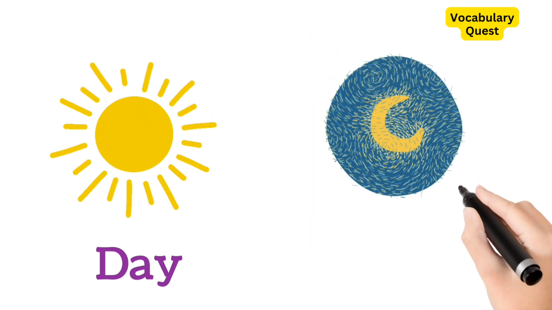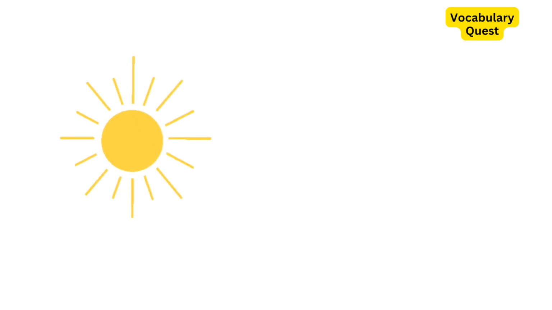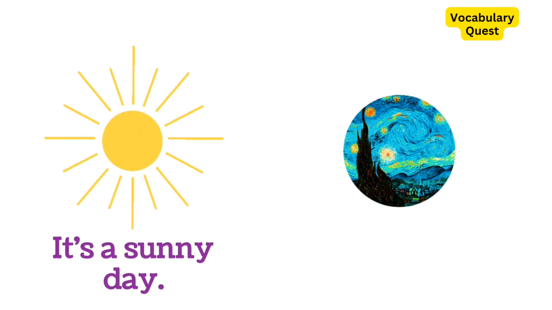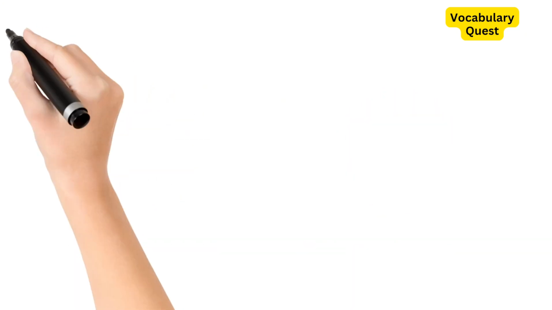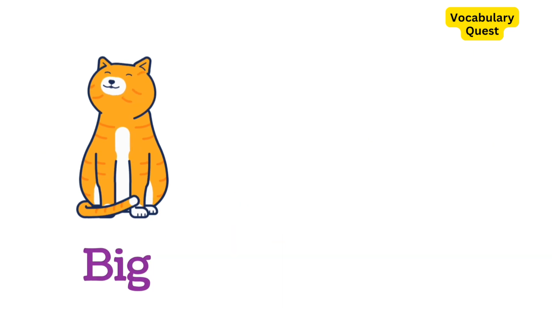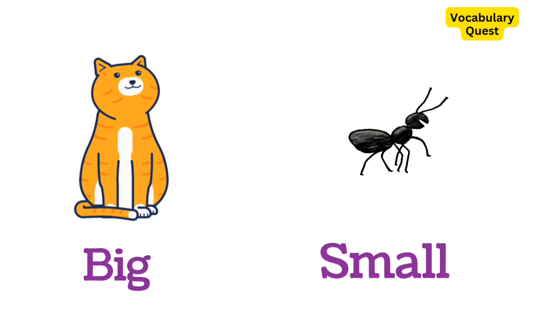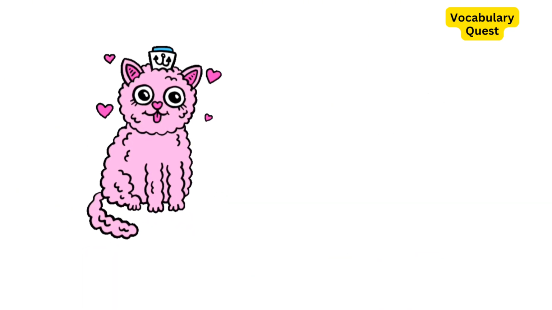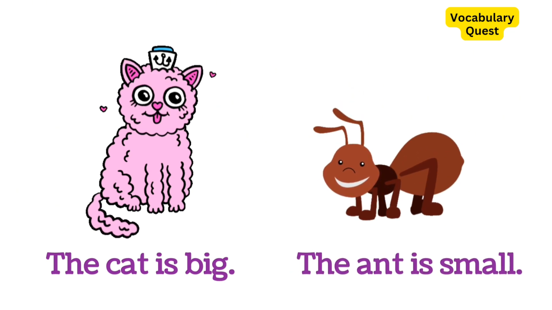Day, night. It's a sunny day. It's a starry night. Big, small. The cat is big. The ant is small.